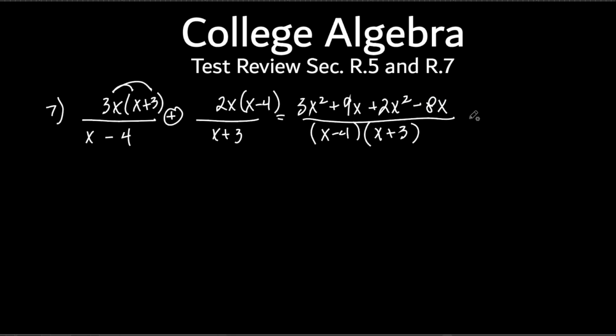And we're almost done. Just add like terms. 3x squared plus 2x squared, what is that? It's 5x squared. All right, so I'm done with that one, and I'm done with that one. And then we have this. We got a plus 9x minus 8x. What's that? It's a plus x over, and then it's x minus 4, and it's x plus 3. And you're done. That's it. That's all you had to do.